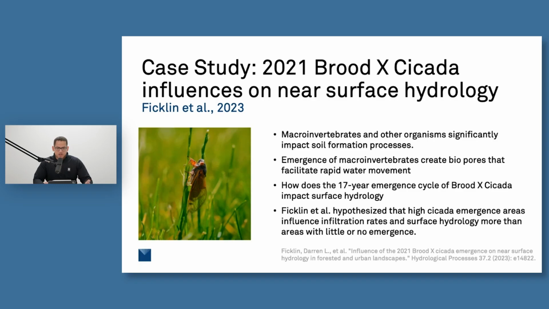And of course, again, this was an interesting research topic to me for two reasons. One, does the spacing at which they emerge every 17 years, and two, does the size of the emergence, where some areas can have as many as 1.4 million cicadas per acre emerge, that's a lot, impact the hydrology of an area? So again, the study from Ficklin et al., they hypothesized that areas with high cicada emergence will have a greater influence on infiltration rates and overall surface hydrology than in the proximal areas with little or no emergence.